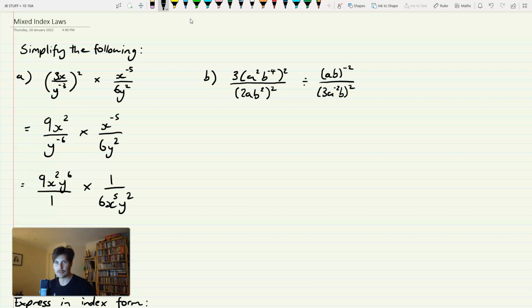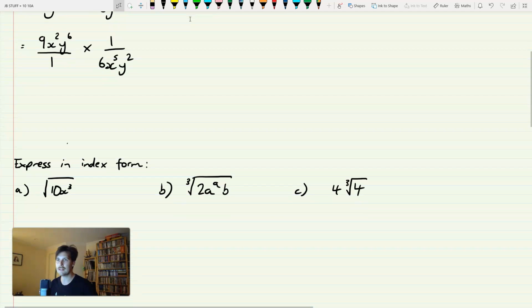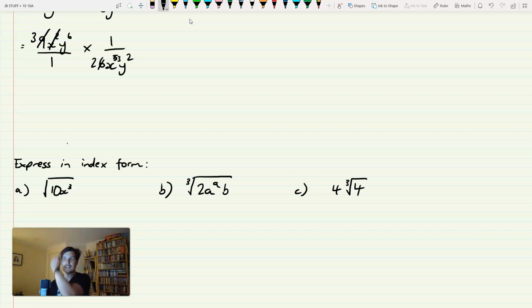And now, friends, it's time for a bit of a cancel party. So I'll scroll down, otherwise I'll be drawing over my face a little bit. So we've got 9 divided by 6 gives us 3 over 2. x to the power 2 divided by x to the power 5 is going to give us x to the power 3, but in the denominator. And then y to the power 6 divided by y to the power 2 is going to give us y to the power 4 in the numerator. So all up, that's going to leave me with 3y to the power 4 over 2x to the power 3.